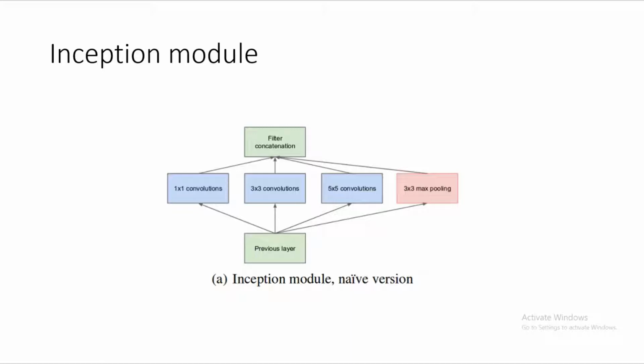Also, 3 by 3 max pooling is applied to the feature maps, and the output of each of them is taken and concatenated. Like we can see, filter concatenation means the outputs are concatenated.